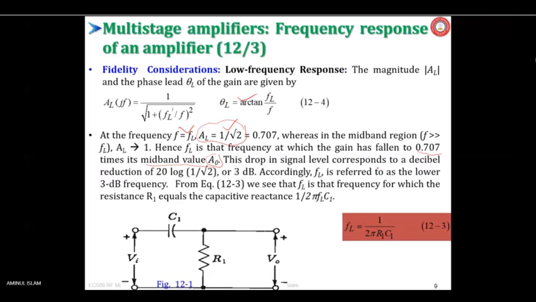This drop in signal level corresponds to a decibel reduction of 20 log 1 upon square root of 2, or 3 dB. Accordingly, FL is referred to as the lower 3 dB frequency. We see that FL is that frequency for which the resistance R1 equals the capacitive reactance 1 upon 2 pi FL C1. Is it correct or not? The statement is correct? Yes, sir, correct.